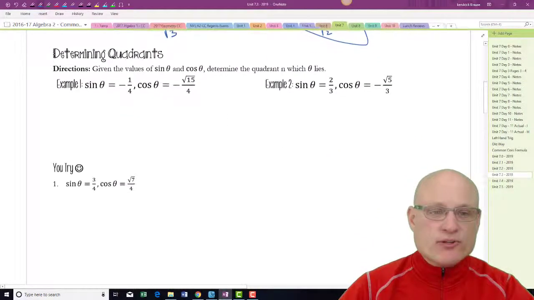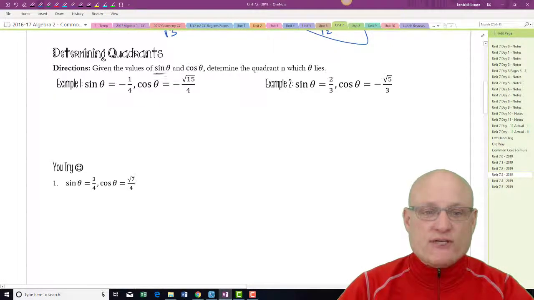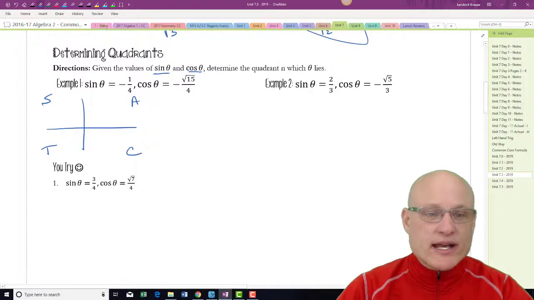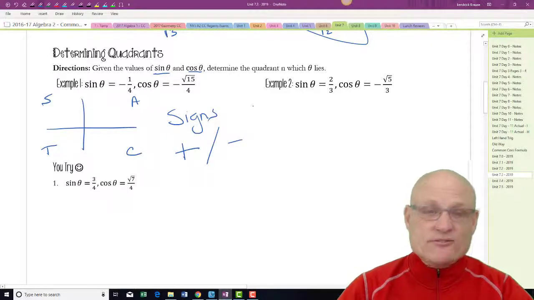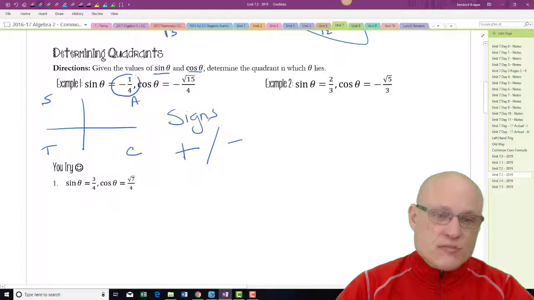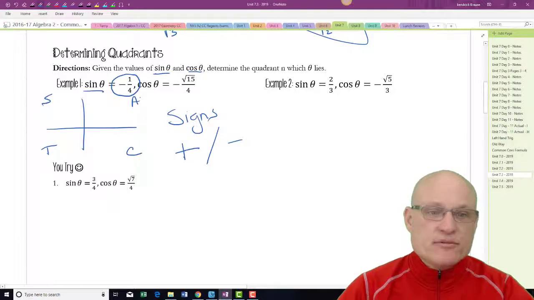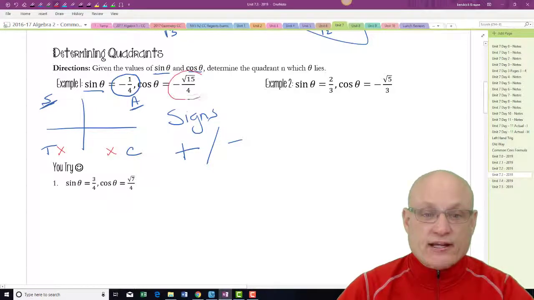So let's talk about quadrants. Given the following values of sine and cosine of theta, determine which quadrant it lies in. Remember yesterday we talked about All Students Take Calculus. This is how I go about it. Again, the only thing I care about is the signs, positive or negative. If I look at this, you see negative 1/4. I see negative. Now, if I want sine to be negative, sine is positive here. Everything's positive here. So where is sine negative? Sine is negative here and here. This says cosine is negative.